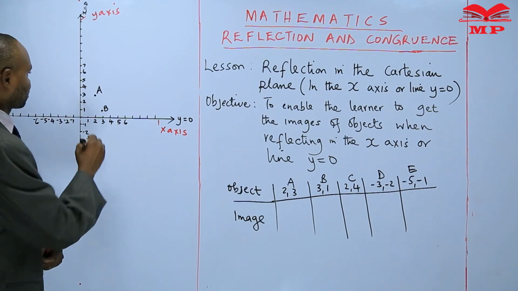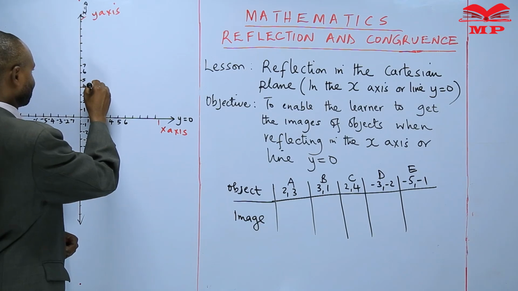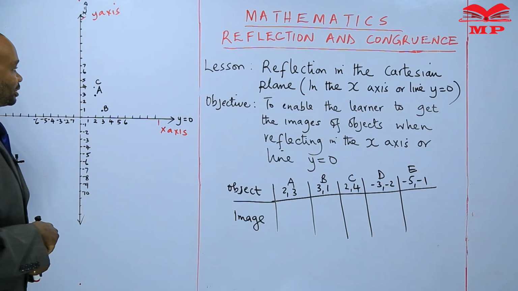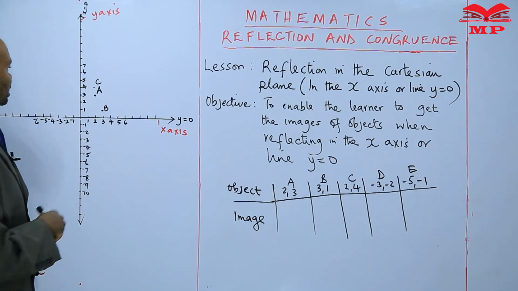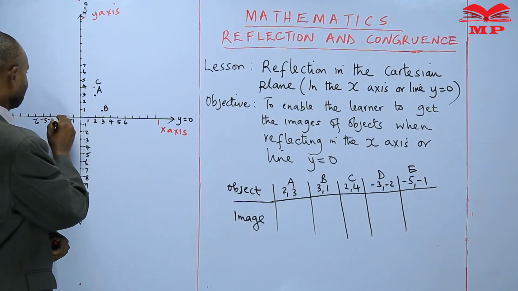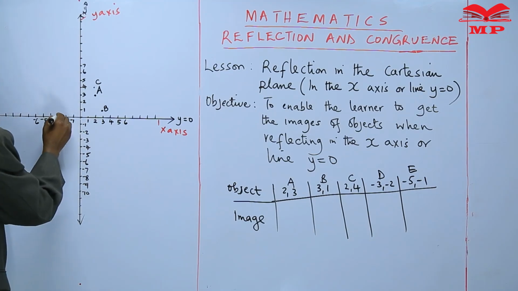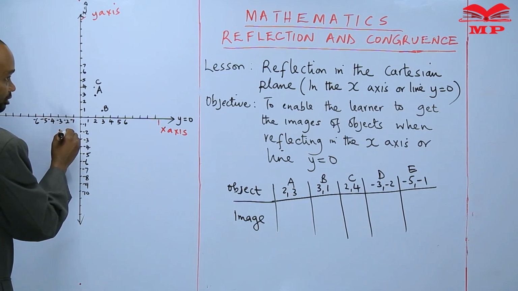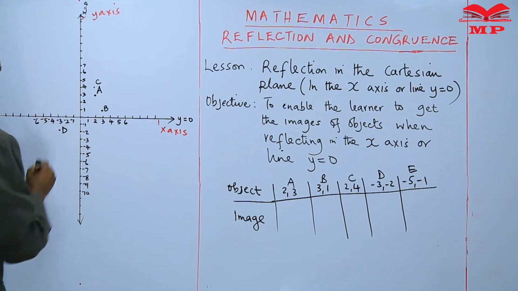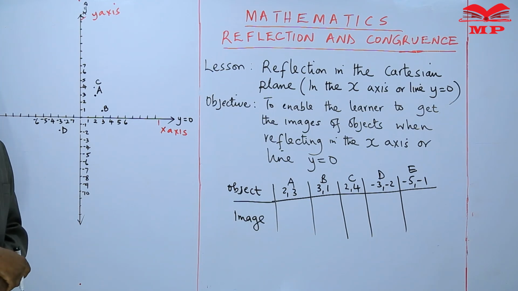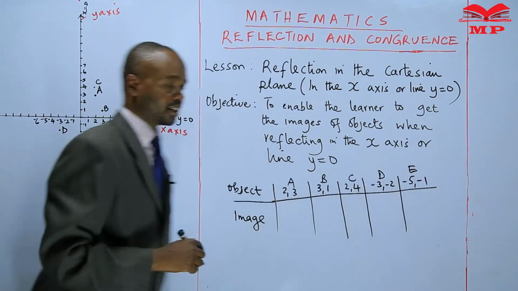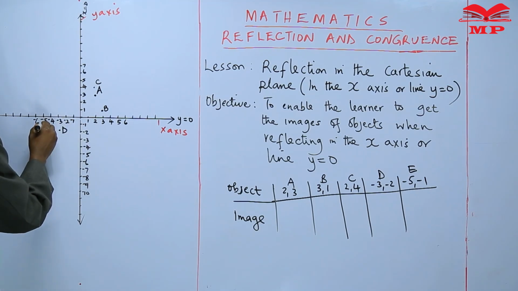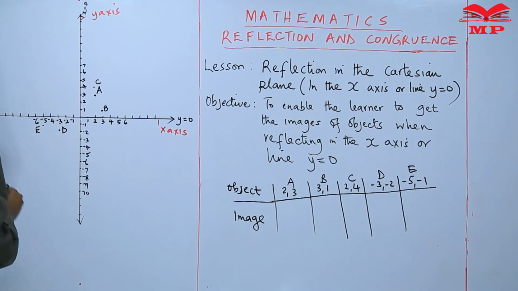I'll come to C. That one is 2, 4. In fact, C is here, just above A. I'll come to D, -3, -2. -3 for x, -2 for y. That is where I have my D. I'll come to E, -5, -1. On the Cartesian plane, -5, -1. So my E is here.